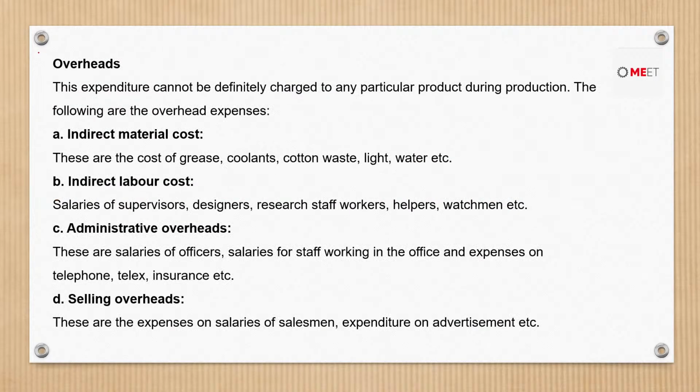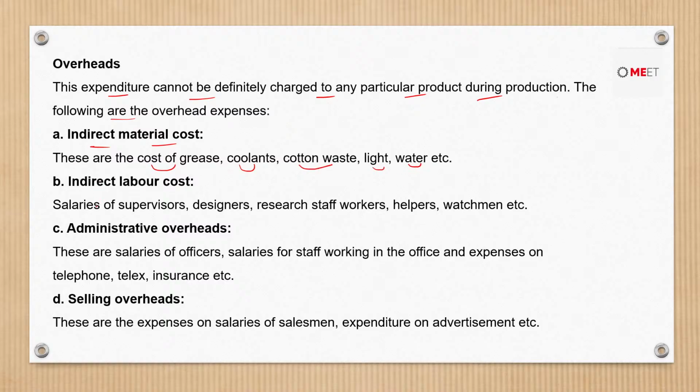Moving to the next one, that is overheads. So overhead is an expenditure that cannot be definitely charged to any particular product during the operation. The possible reasons for overhead expenses are indirect material cost, that could be the cost of material which is going to help to perform the manufacturing operation. That could be the cost of grease, liquid, some form of coolants, okay, or cotton waste or light or water.